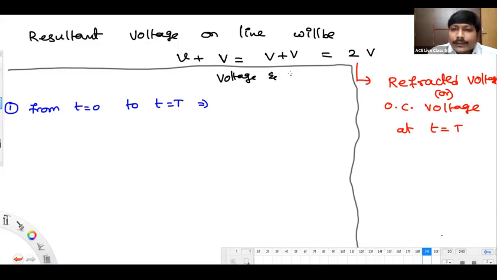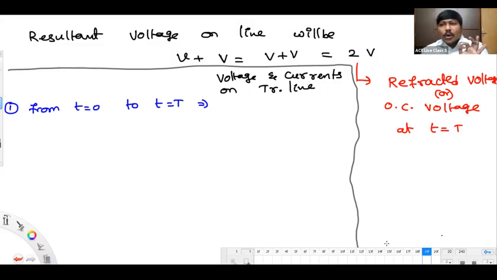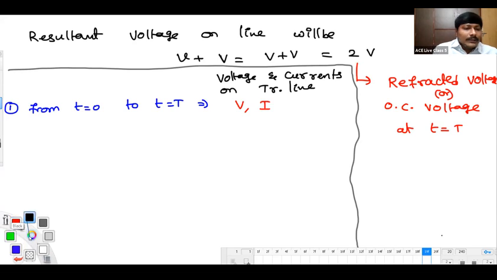Voltage and currents on the transmission line, not in the open circuit. Don't ask me again in the doubt session. Please tell me, what are the voltage and current V, I developing? If you want, look at x also. This is from x equals 0 to x equals L.